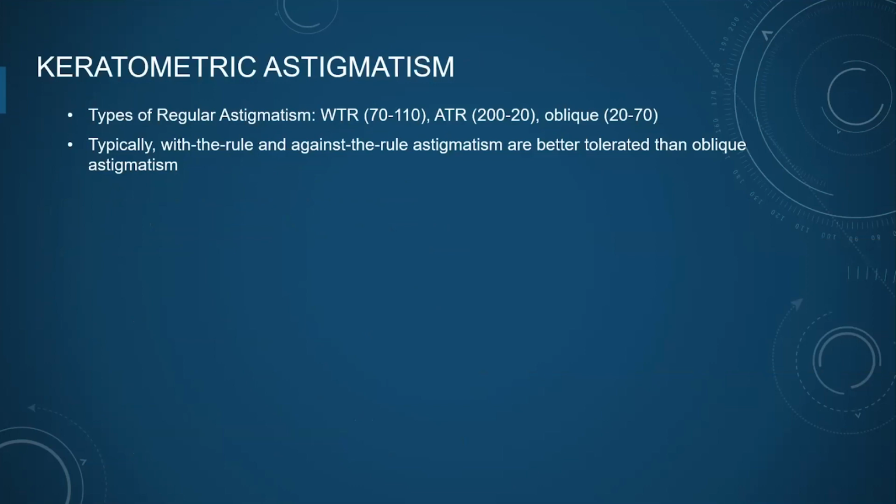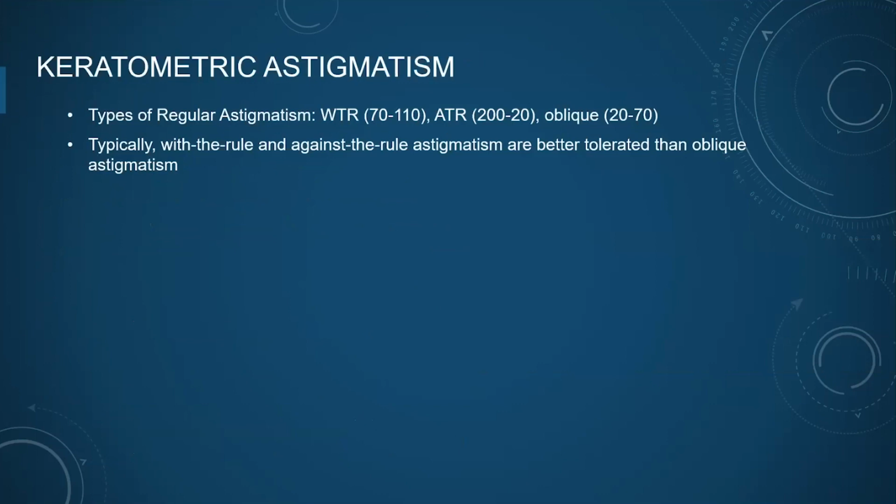So let's review the types of keratometric astigmatism. There's with the rule, against the rule, and oblique. So with the rule would be from 70 to 110, against the rule would be from 20 to 200, and oblique would be sort of in between. Typically with the rule and against the rule are going to be better tolerated.